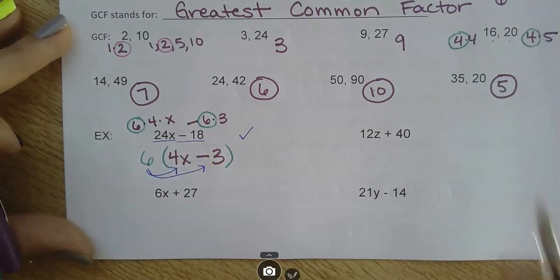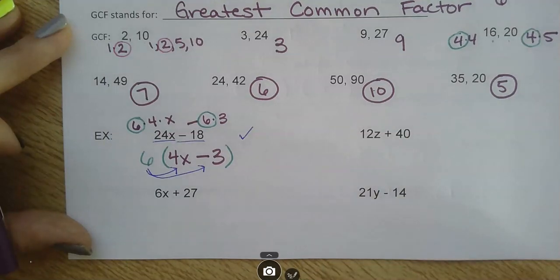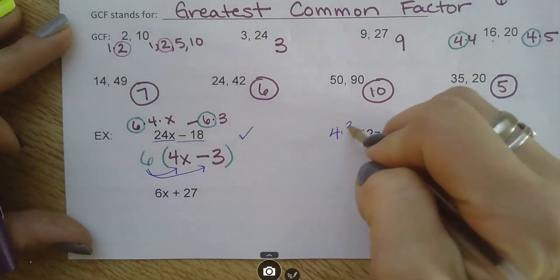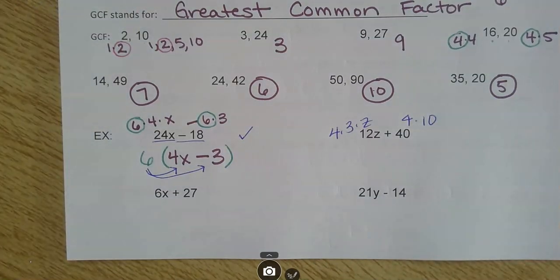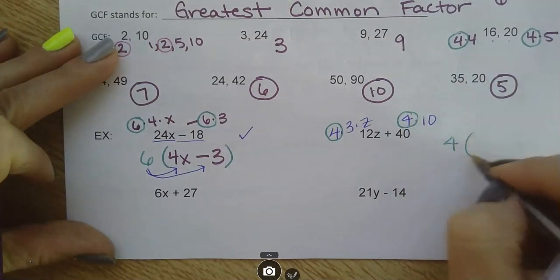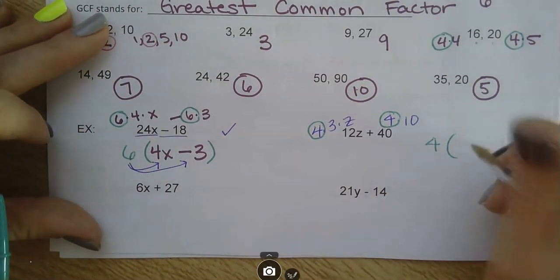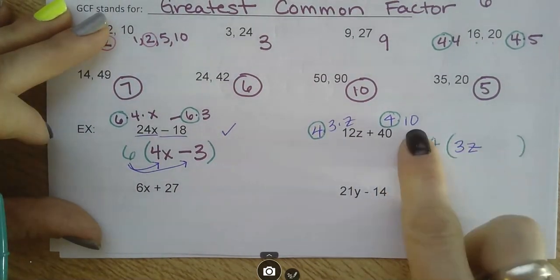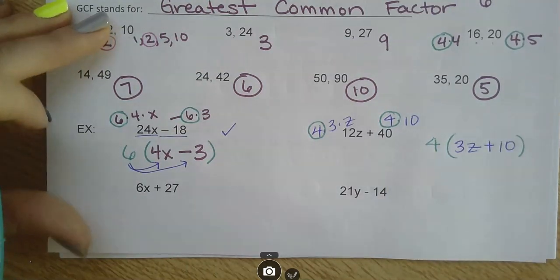Let's do another one. 12z plus 40. Well, what goes into 12 and 40? I'm thinking 4. So this would be 4 times 3 times z. This would be 4 times 10. Well, I find that common factor is 4, and I pull it out front, and then I'm going to write what's left. From this term was the 3z, and what's left from this term is a 10. And everything's positive, so put a plus sign.